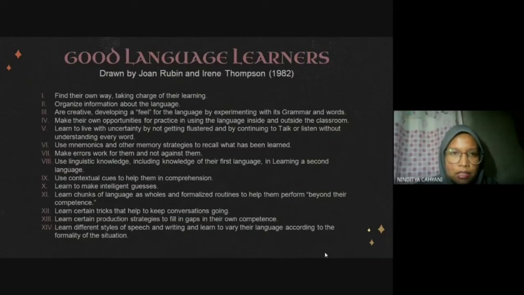And then there are 14 characteristics of good language learners drawn by Rubin and Thompson. The first is find their own way and organize information, and they are creative, make their own opportunities, learn to live with uncertainty, use mnemonics and other memory strategies, and make errors work, and then use linguistic knowledge, use contextual cues, learn to make intelligent guesses, learn chunks of language, learn certain tricks, learn certain production, and learn different styles of speech and writing.